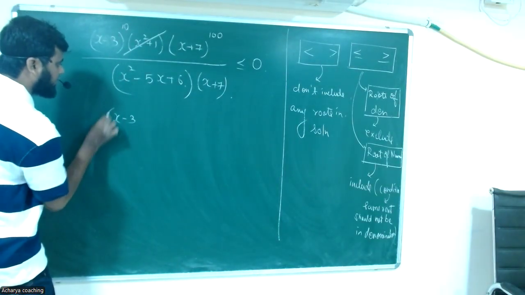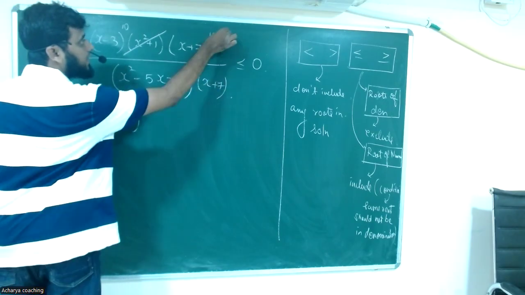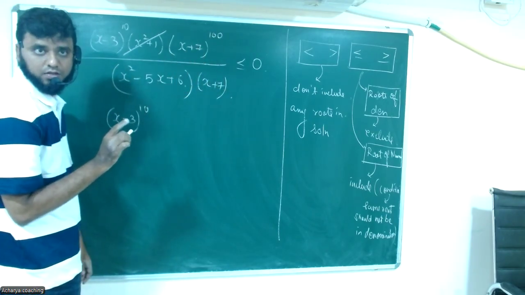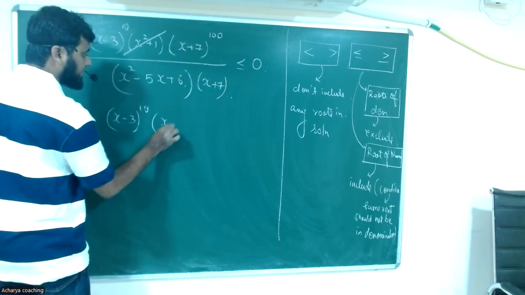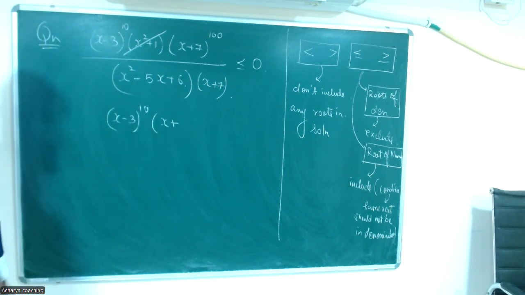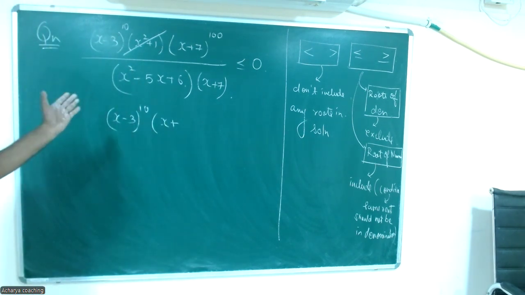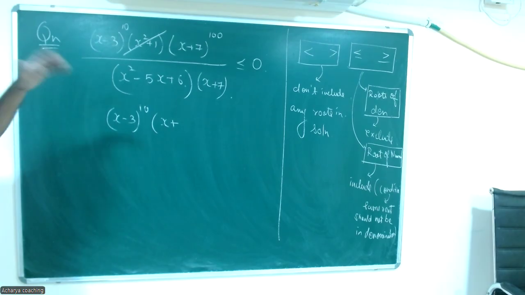So (x minus 3) the whole power 10. Don't cancel like this. Okay. This cancellation is not allowed. If you cancel like this, you have to write x is not equal to minus 7. You cannot include x equal to minus 7 in the solution. After writing that, you can cancel. But don't cancel in general.